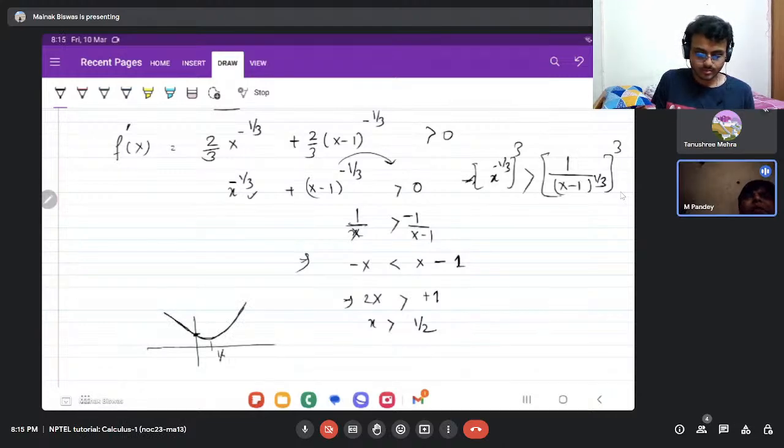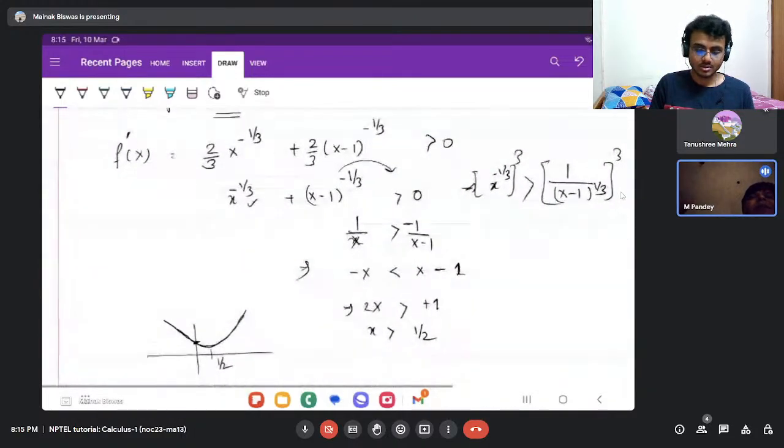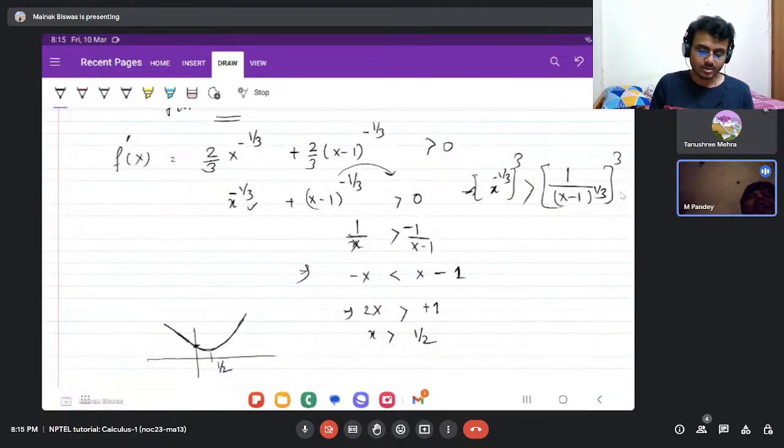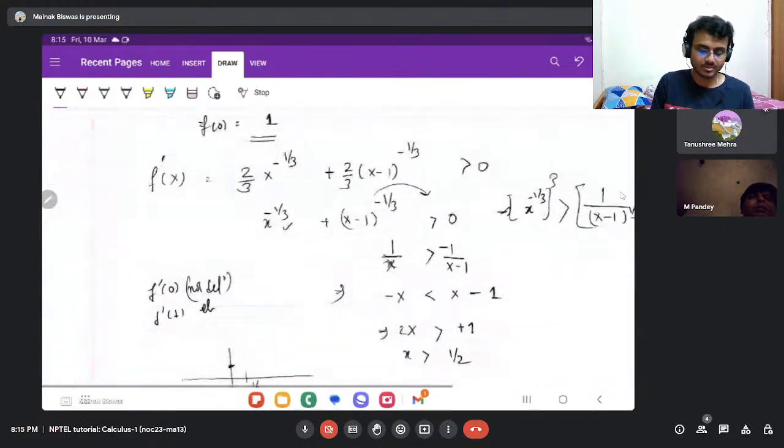There will be two more critical points: x is equal to 0 and x is equal to 1. 0 is also a critical point, where f dash x is undefined. F dash 0 is not defined, so that is also a critical point. And f dash 1 is also not defined. But f of x is defined at these two points, so it doesn't matter.